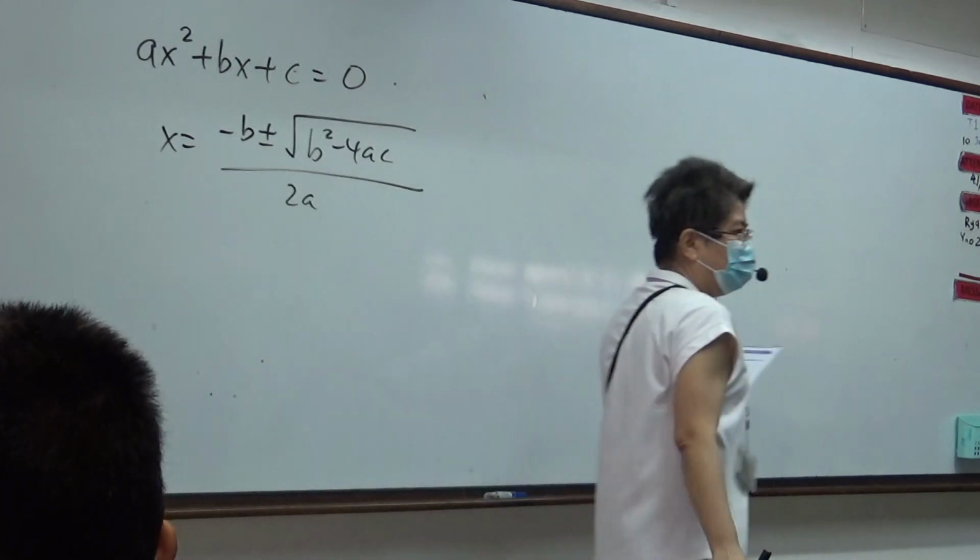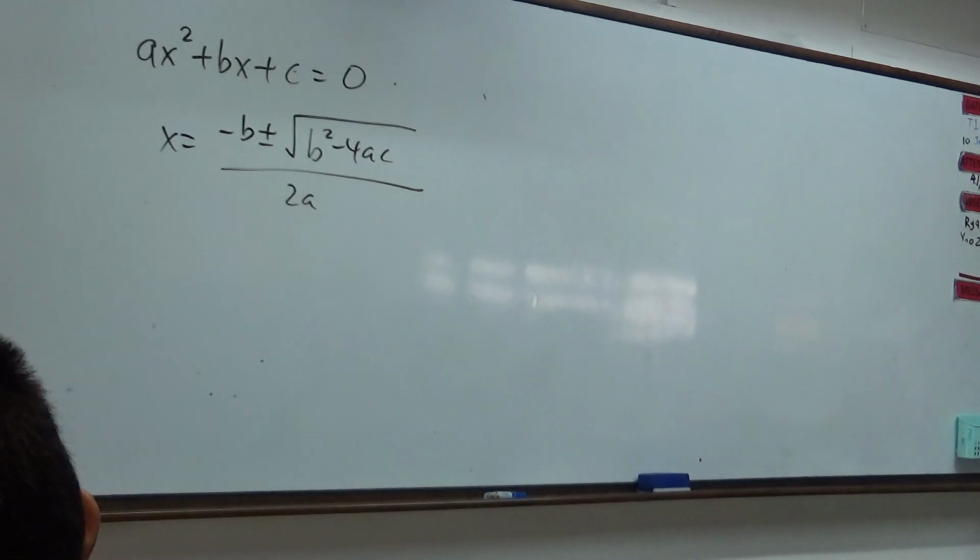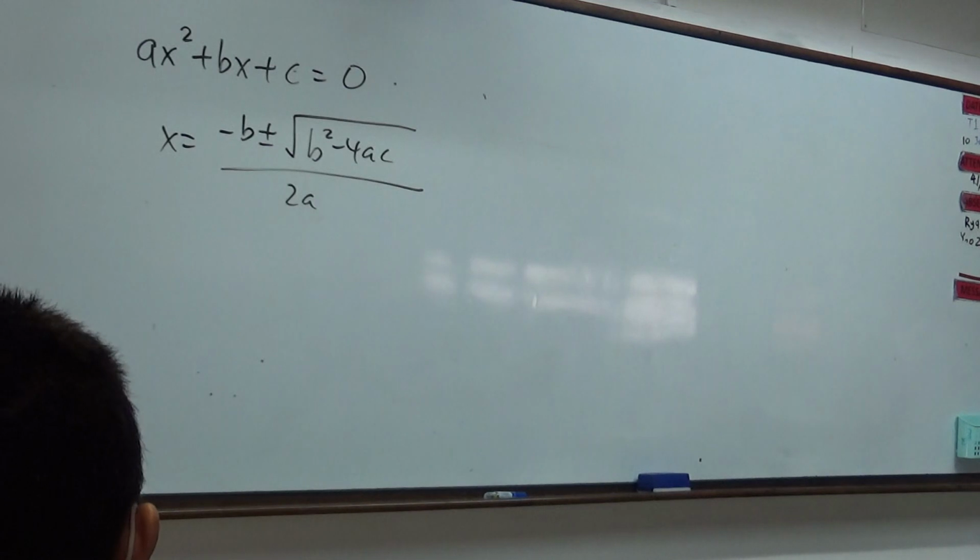This is the formula. Okay? Must memorize. You will not be given. Negative b plus minus square root b squared minus 4ac over 2a. Understand? This is the formula.